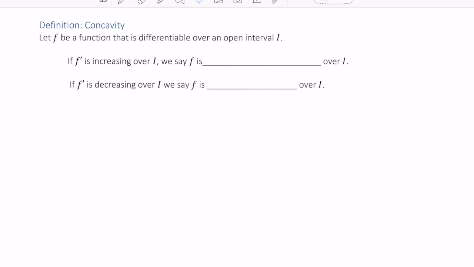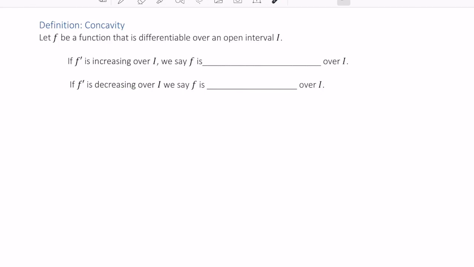Welcome. In this video, we're going to introduce the notion of concavity. Let f be a function that is differentiable over an open interval I. If f prime is increasing over I, we say, and I have a blank. If f prime is decreasing over I, we say f is, and again, another blank.